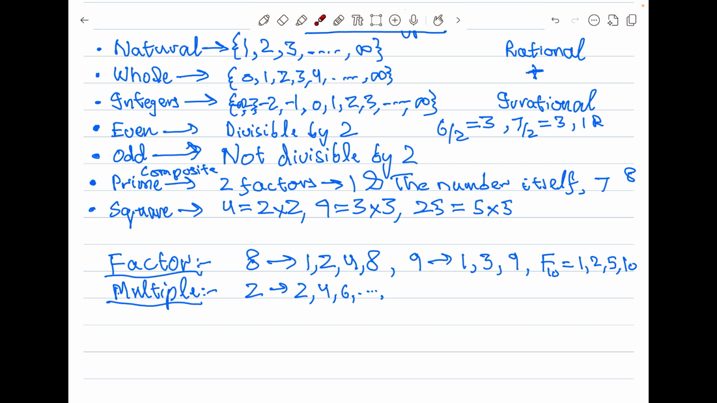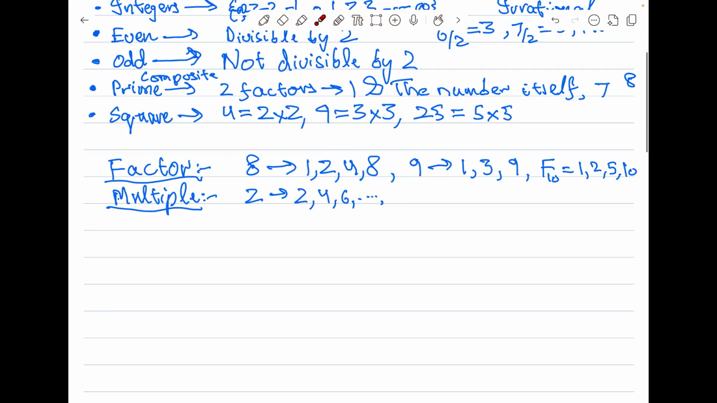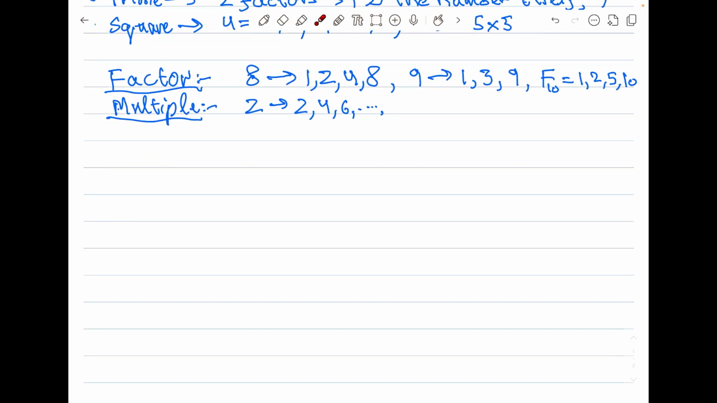So there's the definition of factors and multiples, right? All the numbers that divide any given number are its factors, and all the numbers that the number divides perfectly without leaving any remainder are its multiples. All right, so I hope that's clear.